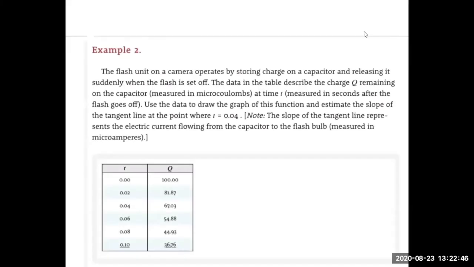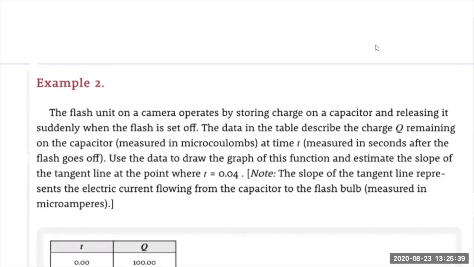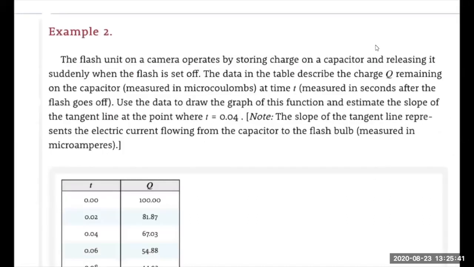Many functions that occur in science are not described by explicit equations. They are defined by experimental data. The next example shows how to estimate the slope of the tangent line to the graph of such a function.